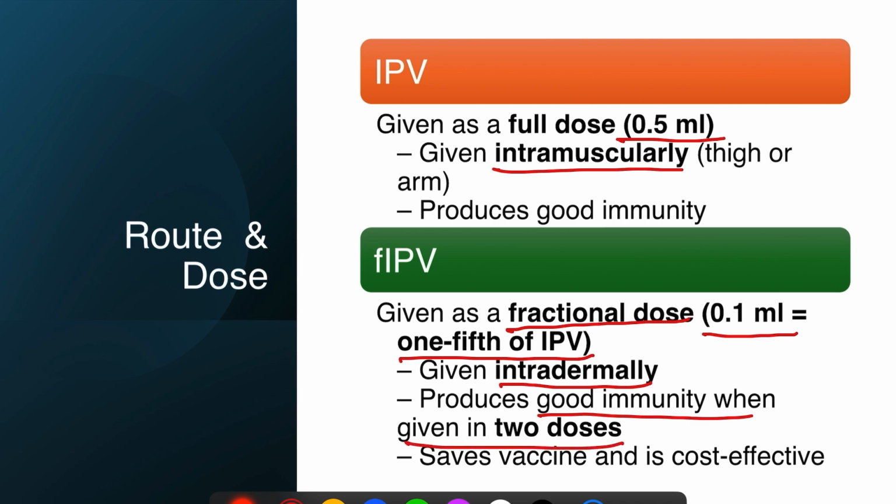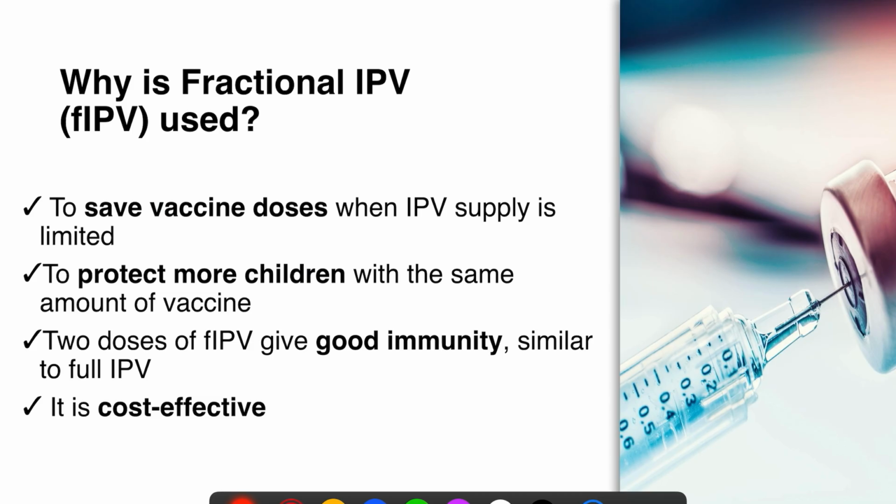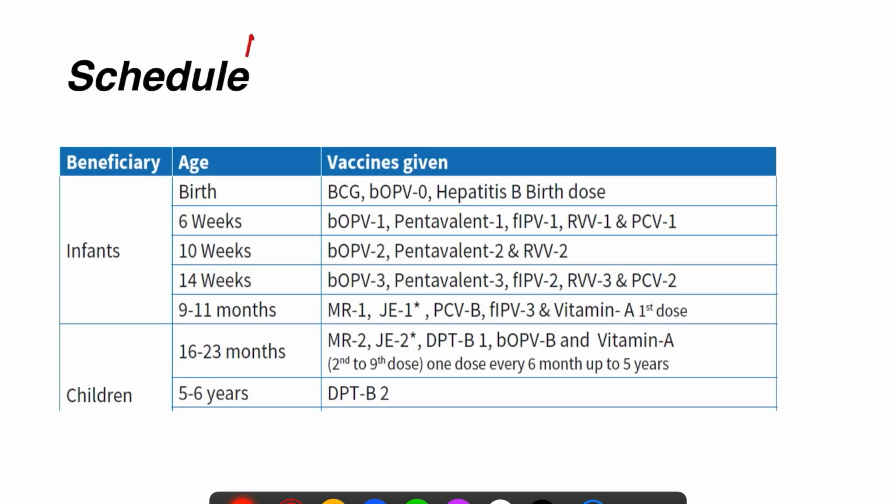In the National Immunization Schedule, we are using the fractional doses of IPV. What is the purpose of using fractional IPV in the NIS? Because it saves vaccine doses, because only 1/5 of the dose is required when we are giving the vaccine by intradermal route. So with the same amount of vaccine, we can protect more children. 2 doses of fIPV gives good immunity similar to the full schedule of IPV, and it is thus cost effective also.